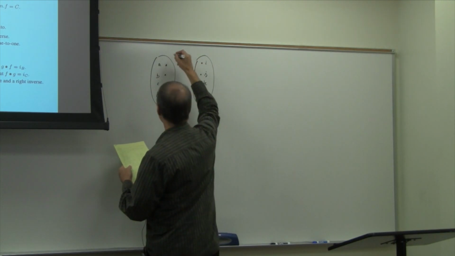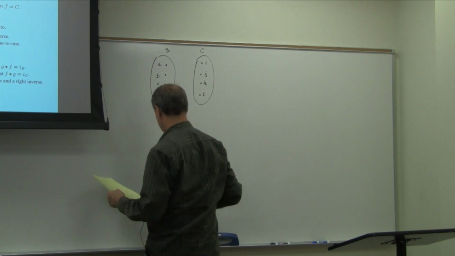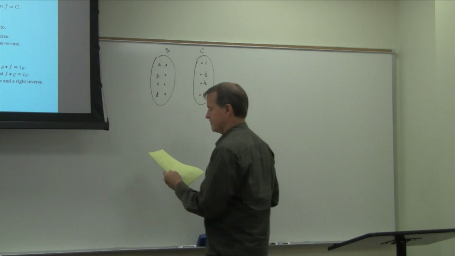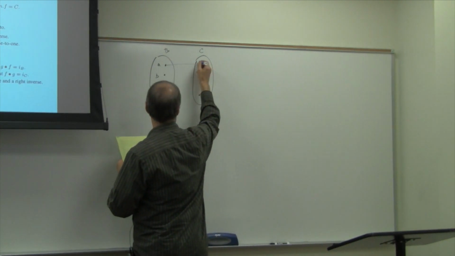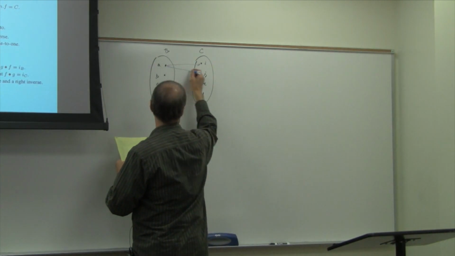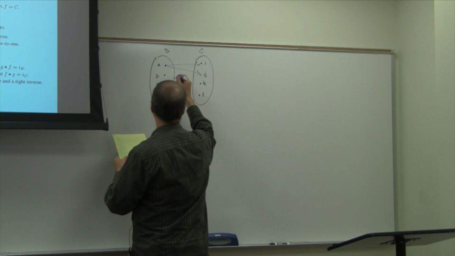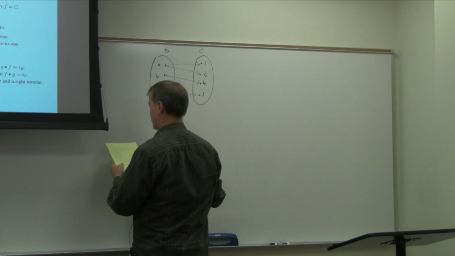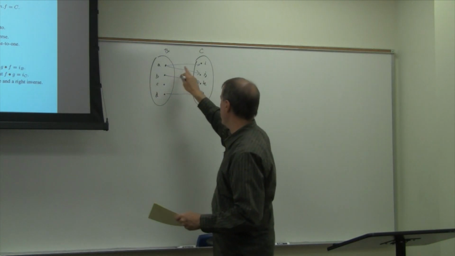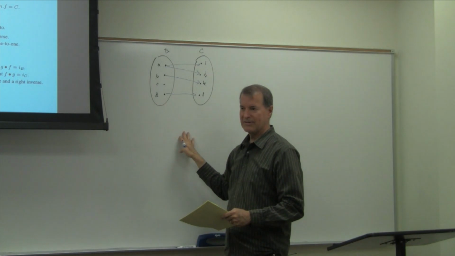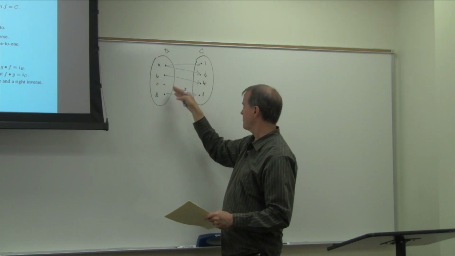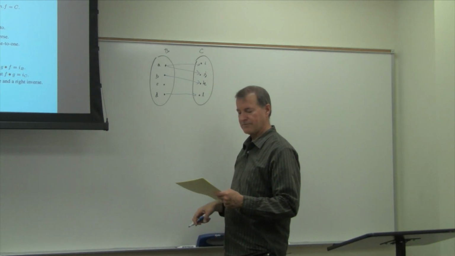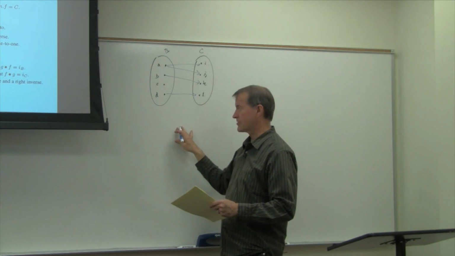All right, if this is our B and this is our C, and now let's suppose that the mapping is like this: A to I, A to J, B to K, and D to L. So the ordered pairs are a set: A I, A J, B K, D L. Is it a relation? Yes, it looks like a relation.